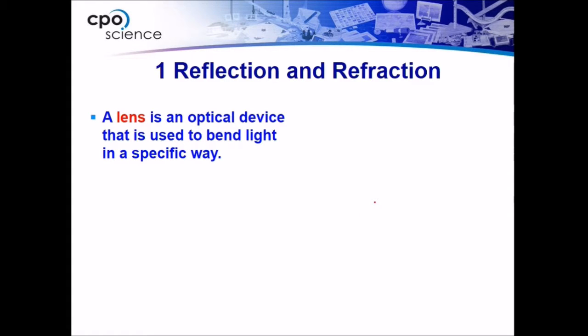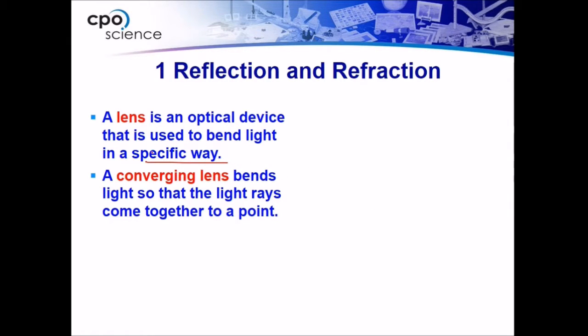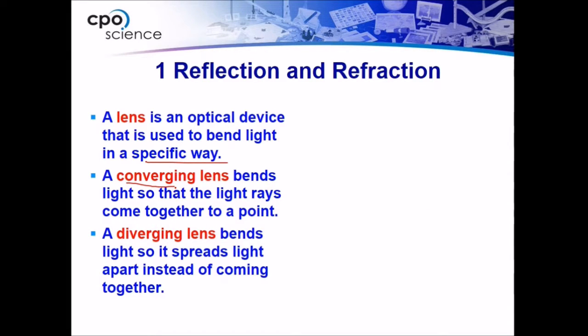So a lens is an optical device that is used to bend light in a specific way. A converging lens bends light so that light rays come together to a point. That means the light rays converge. And the diverging lens bends light so that it spreads light apart instead of coming together.